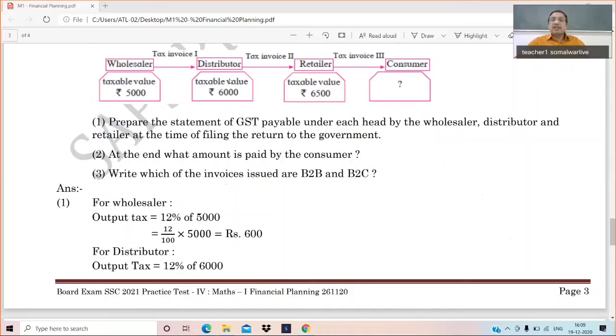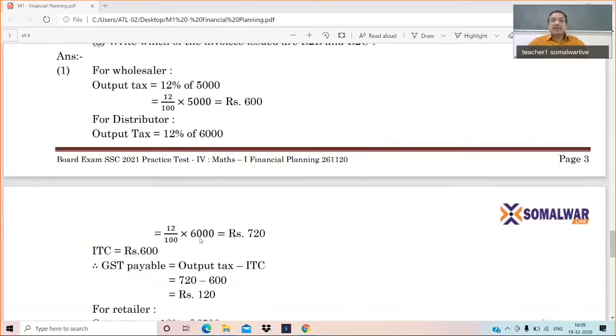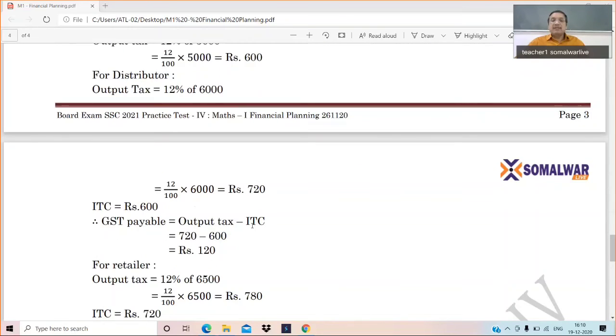And for distributor, when selling to retailer, he will collect the GST, that will be output tax, and this output tax for distributor will be input tax for retailer. So for distributor, output tax will be 12% of 6,000, and that is rupees 720. ITC rupees 600, that is output tax for wholesaler. So he paid rupees 600 as GST already. Now he collected rupees 720. So GST payable is output tax minus ITC, that gives rupees 120.